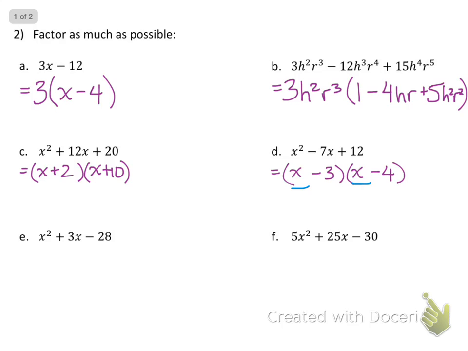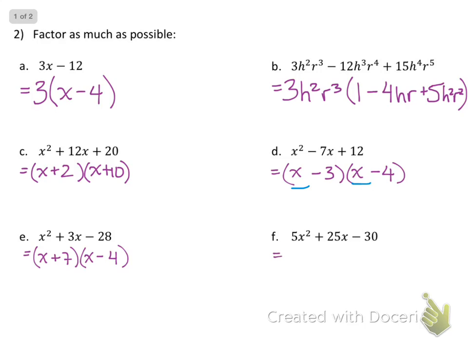Okay, next one, x squared plus 3x minus 28. Again, simple trinomial, so I'll start with my x's. And now I need two things that multiply to negative 28. That tells me one of them is positive, one of them is negative. And multiply to 28, that's 7 times 4. And 7 is the bigger one, and they add to positive 3, so that means it has to be plus 7 minus 4. And you can double check that if you need to.